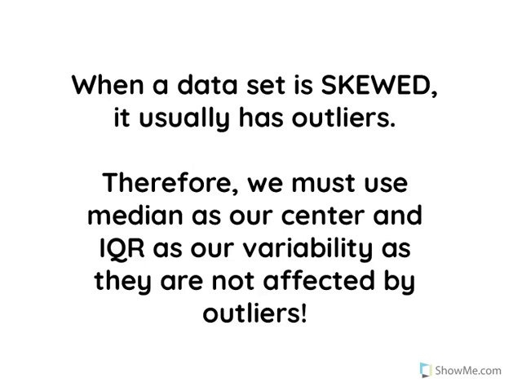So you'll notice when a data set is skewed, it usually has outliers. Therefore, we must use the median as our center and IQR as our variability, because they're not affected by the outliers. They are a true measure of where our data actually falls.